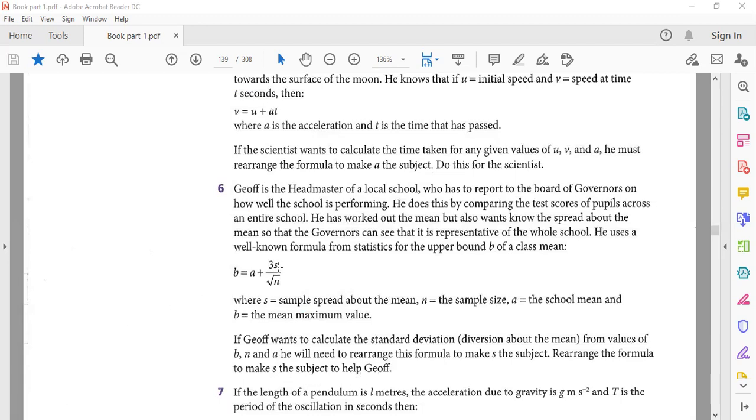So we need to find S. What we need to do is simple. First of all, we send this A to the other side. So obviously it's equal to B minus A, because here it is plus A, and when it goes to the other side, it's a minus.